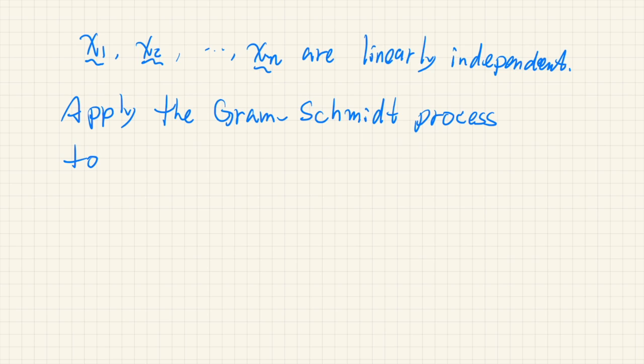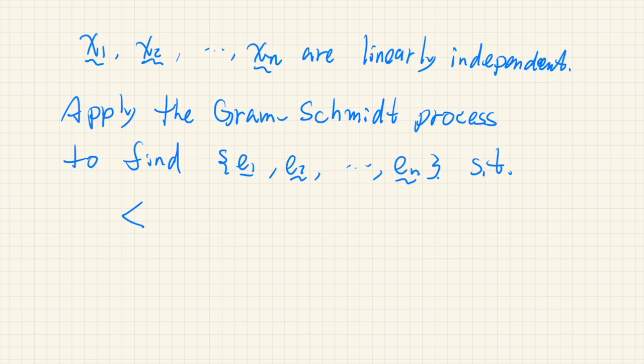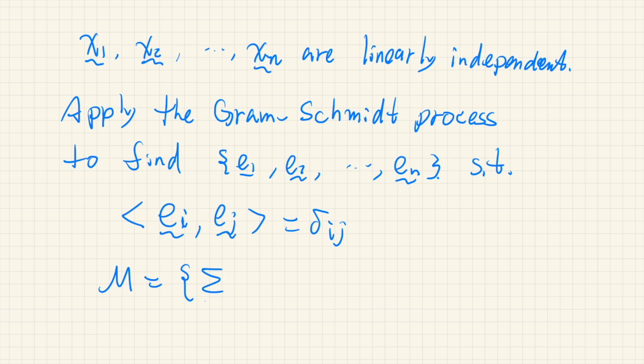to find a set of orthonormal vectors, e1, e2, up to en, such that they are orthonormal, that is, the inner product of ei and ej is Kronecker's delta. And the subspace M can be expressed as a linear combination of these orthonormal vectors, the sum of c_j e_j.